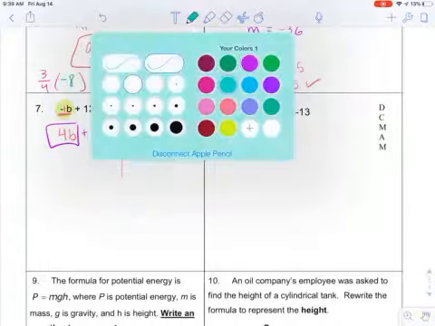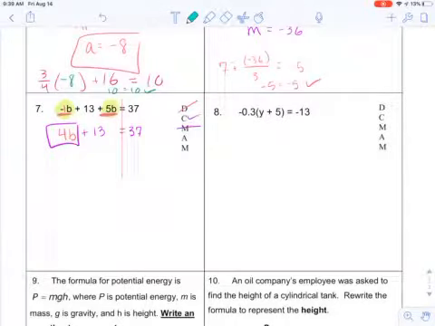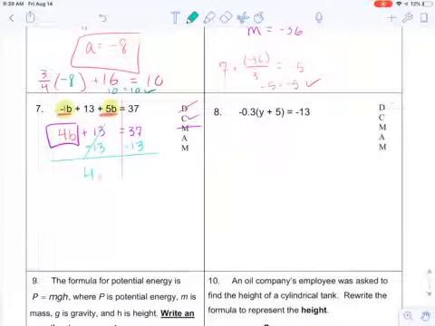Addition or subtraction, I see here I have plus 13. The opposite is to subtract, because I'm moving things away from the variable. 13 minus 13 is 0, and I do the same on the other side. 4b is equal to 24.